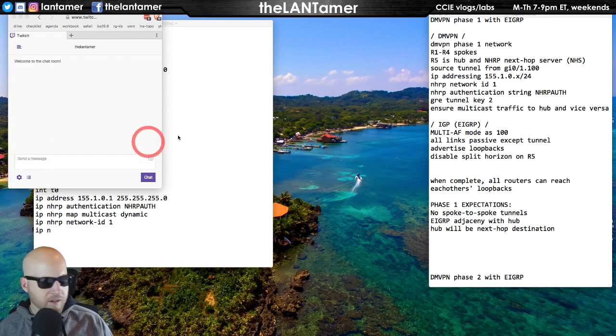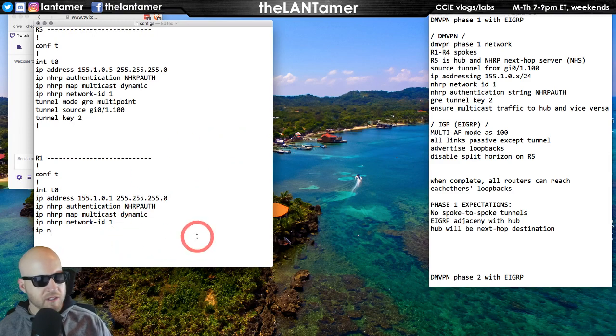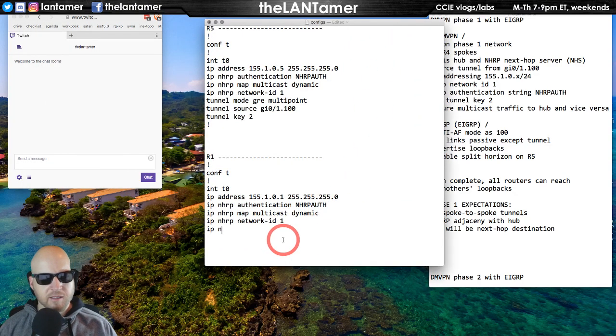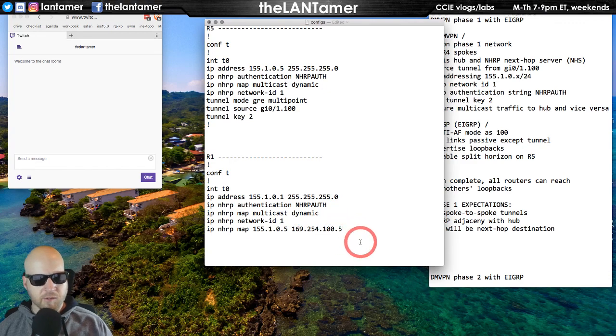Okay, so here we go. We're going to do the spoke now. We need IP NHRP map. Thank you, Dimitri. Dimitri comes through again. And this is the tunnel IP, so it's going to be 15.1.0.5. This is the logical, or the overlay IP, and this is the underlay or NBMA IP, right? That's how we map it there.